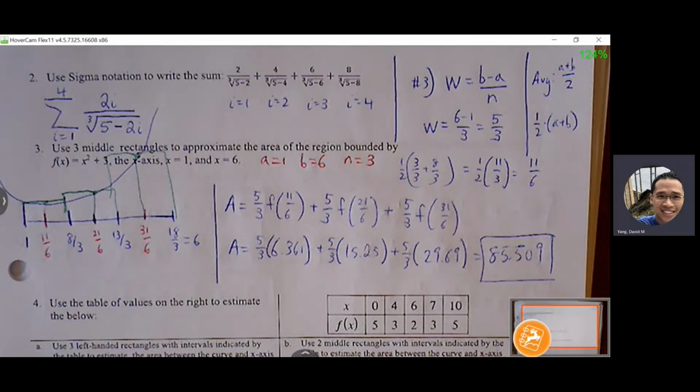Okay, any questions with first page? I'm going to skip the bottom half because we just did a bunch of problems with table of values. Let's skip to the back page.